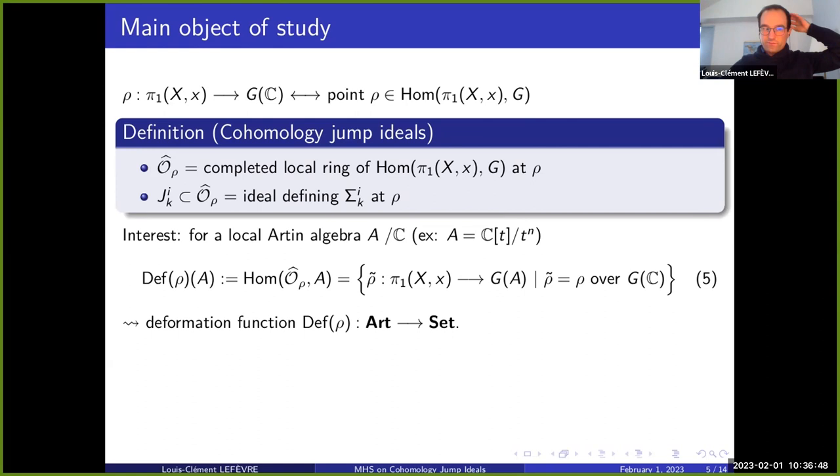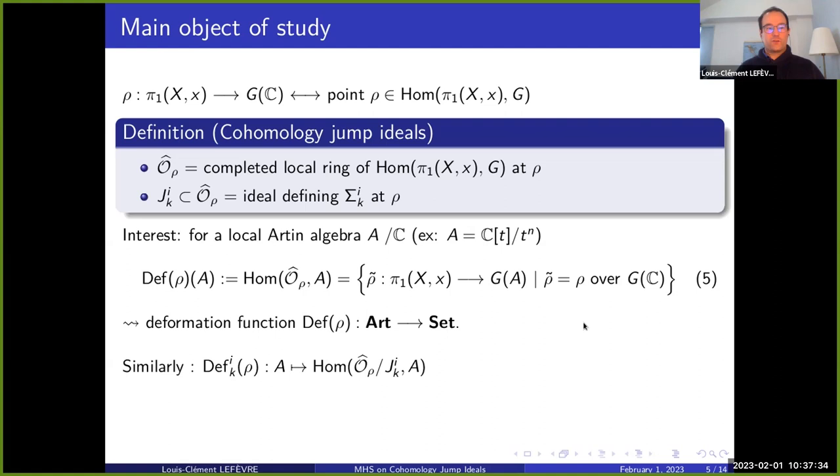And if you take the set of maps of complete local algebras from the local ring to A, then what you get is a set of representations from pi 1 to the points of the group G, but over A, the deformed group, such that when you reduce modulo the maximal ideal, this gives you your representation starting over C, the points of G over C. And this is what I call the deformation functor of the representation rho. This is a functor from local Artin algebras to sets.